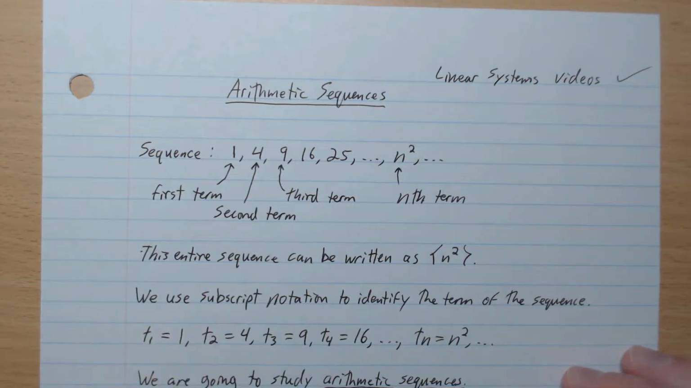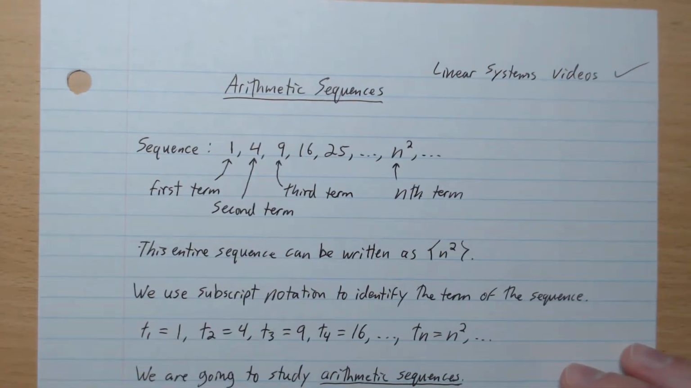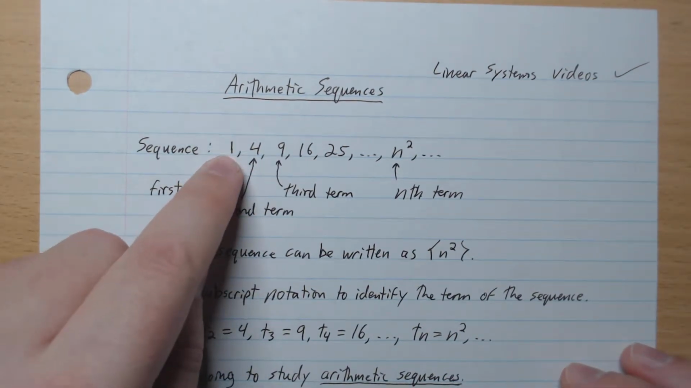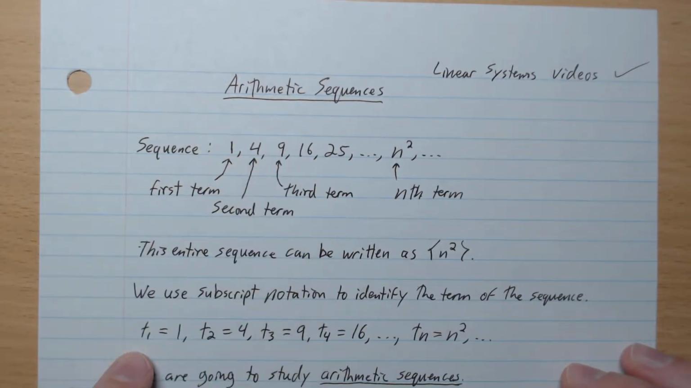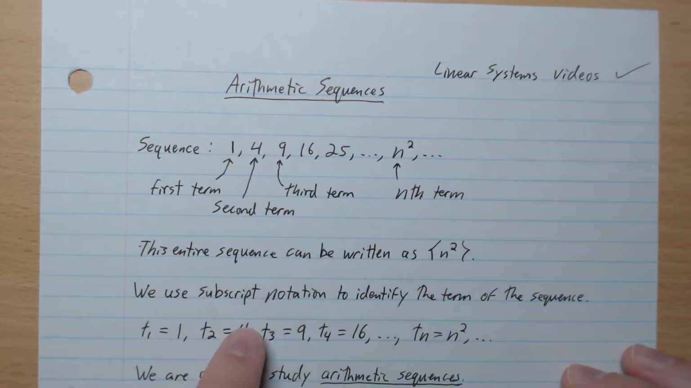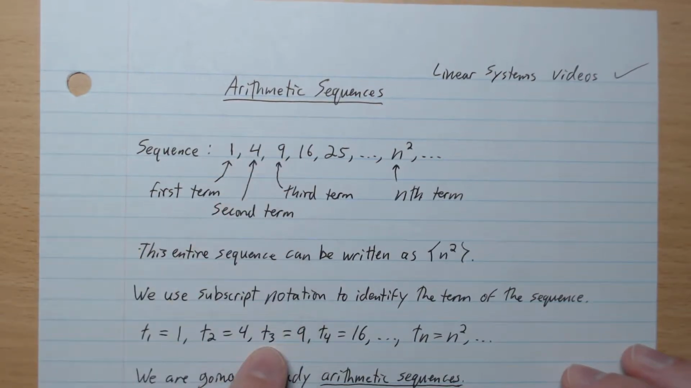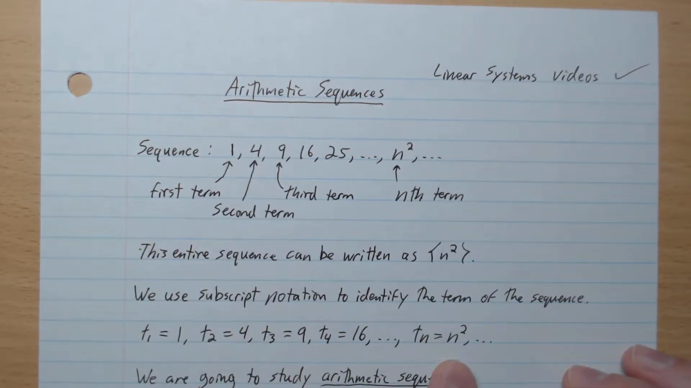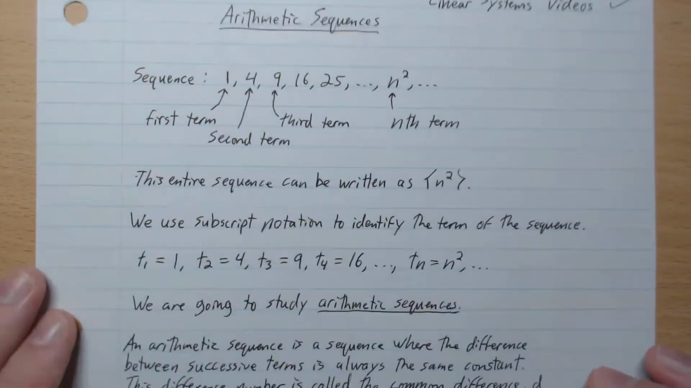And we use subscript notation to identify the term of the sequence. So instead of just writing 1, 4, 9, we can say T1 is 1, T2 is 4, T3, the third term, is 9, etc., all the way to Tn is n squared, like that.